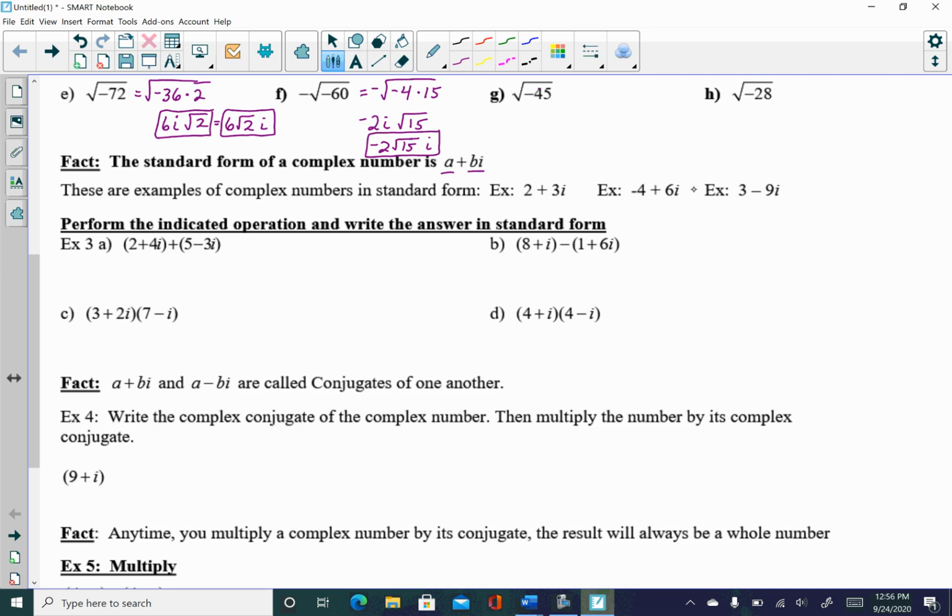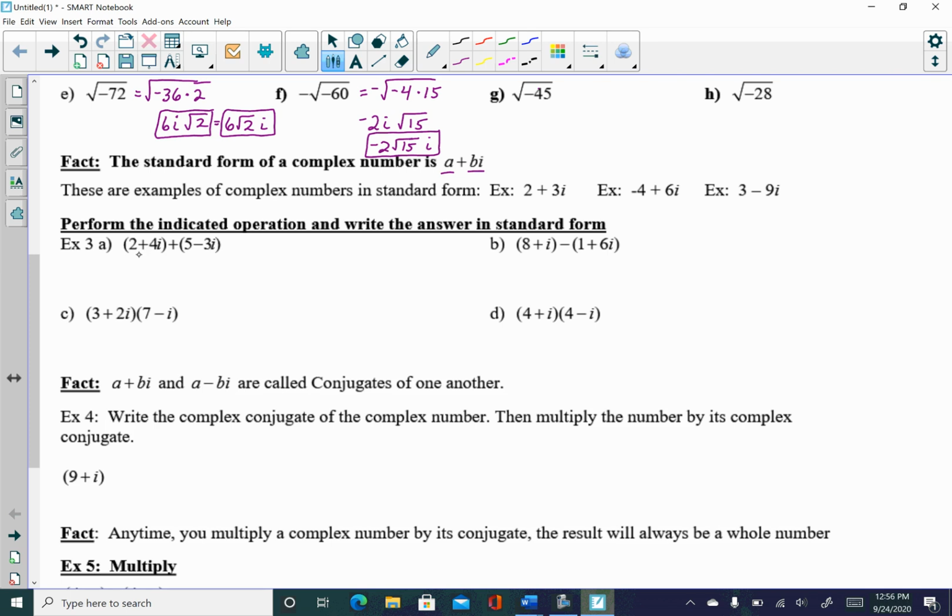I'm actually going to finish up the rest of these notes. I'll do each example here with you so that when you see that in class, you'll have been exposed to it. So down here in example 3, we're just doing addition, subtraction, multiplication with imaginary numbers.